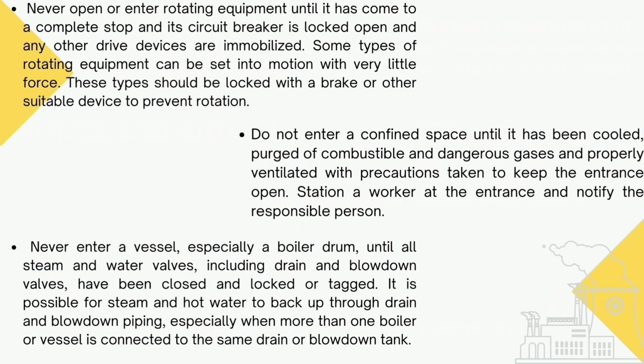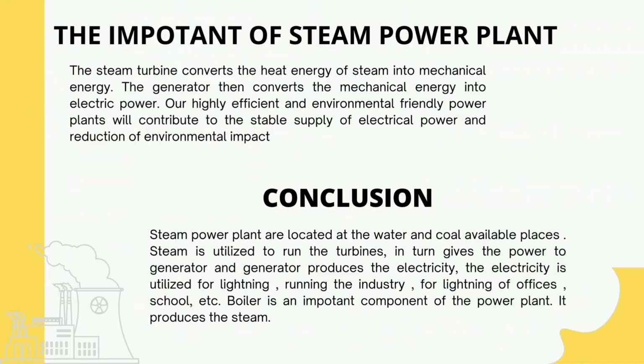The importance of steam power plant. The steam turbine converts the heat energy of steam into mechanical energy. The generator then converts the mechanical energy into electric power. Our highly efficient and environment-friendly power plants will contribute to the stable supply of electrical power and reduction of our environmental impact. For the conclusion, steam power plants are located at places where water and coal are available.